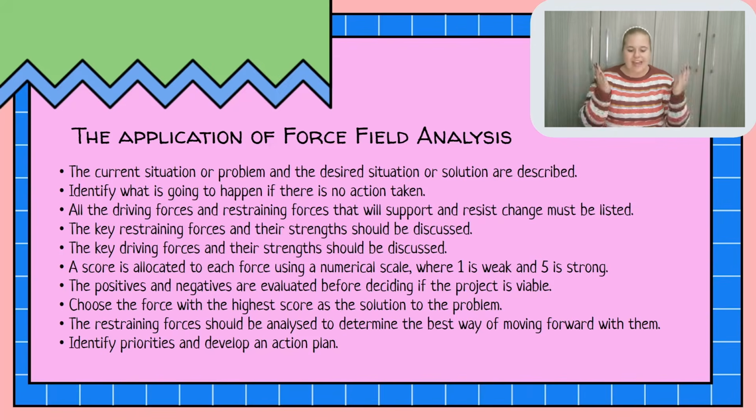Okay. Now we need to look at all the positives and all the negatives that we evaluated according to the scores, and decide: is this project viable? Can we change the school bell from 5 minutes to 8 minutes? Will it be viable after everything we've come up with? Then we need to choose the force with the highest score as a solution to the problem. The restraining forces should be analyzed to determine the best way of moving forward with them. And then we need to identify our priorities and develop an action plan.